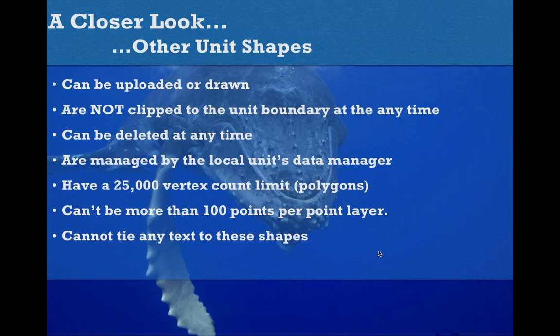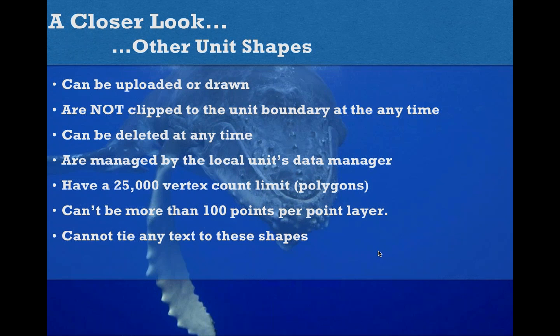And then let's look at other unit shapes, and then I think we'll go to some questions here. Other unit shapes are pretty much referential data. They can be uploaded or drawn. They're not clipped to the unit boundary, and so that can be helpful if you have a big watershed boundary or something. You can draw it on other people's land because it's less invasive, since we don't have text tied to it. You can delete them at any time. You can't really create new versions of these. You can only add them or remove them. They're managed by the local unit, so the local data manager can delete them and put new ones in.